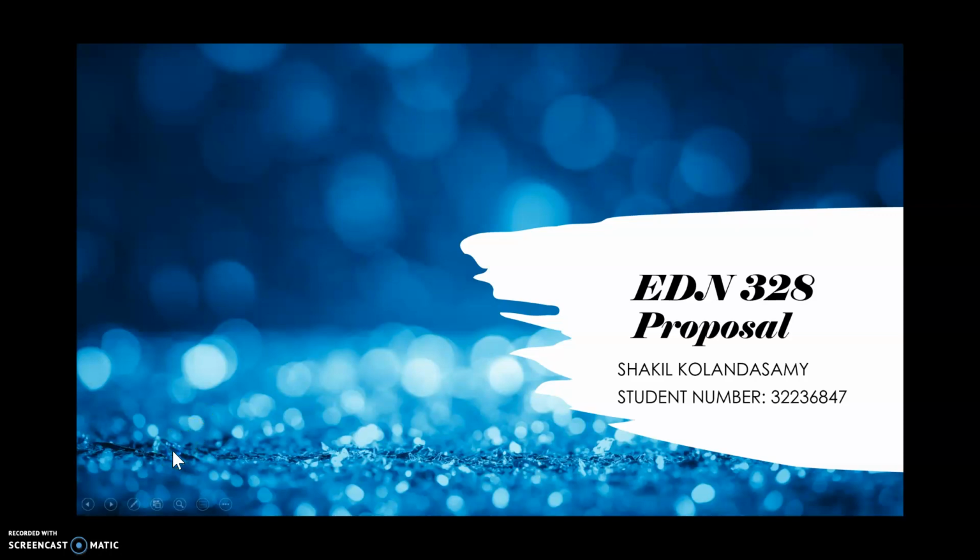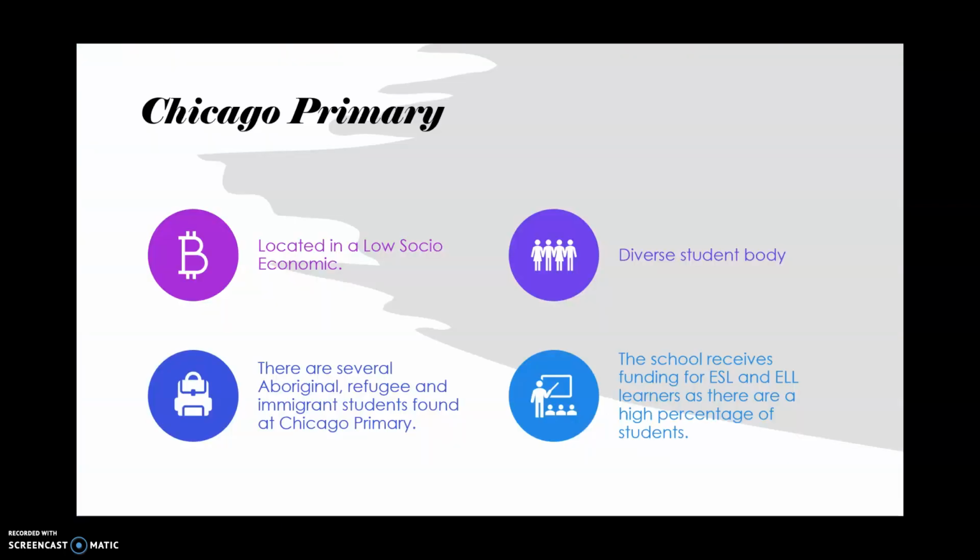Hi everyone, this is my EDN 328 Assignment 2 proposal by Shakil Kondasamy. My student number is 322366847. Chicago Primary is located in a low socioeconomic area within the North Metropolitan area of Perth.